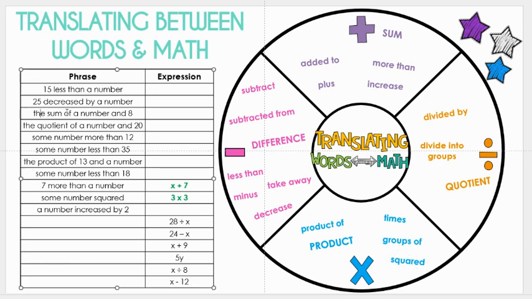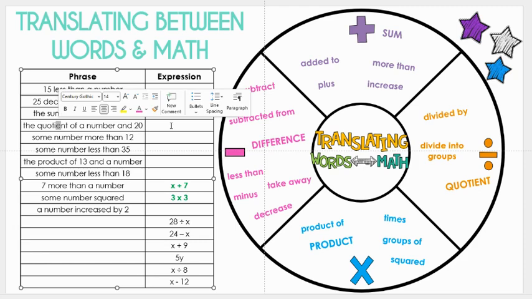The sum of a number and 8. I'm going to go here. The sum of, so sum is add, a number, we don't know what it is, and 8. Now, these are all with variables. We can do this, the sum of 5 and 8, with just numbers, and they still need to understand that the sum of 5 and 8 is 5 plus 8.